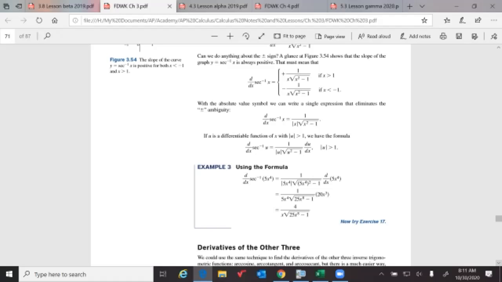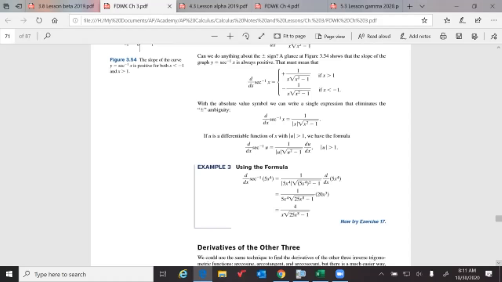5x to the 4th to quantity squared would give you 25x to the 8th. Take away one of the root sign. The derivative by the power rule of mu would be 20x to the 3rd. 5 reduces into 20 four times. The 3 x's in the numerator reduce with 3 of the 4 in the denominator and leave you with this. So the example is just plugging in the given value of mu.